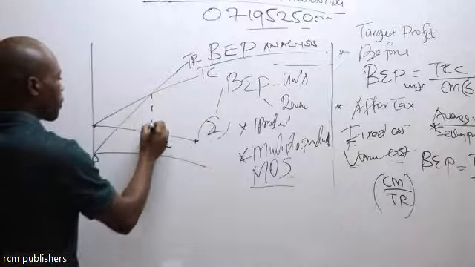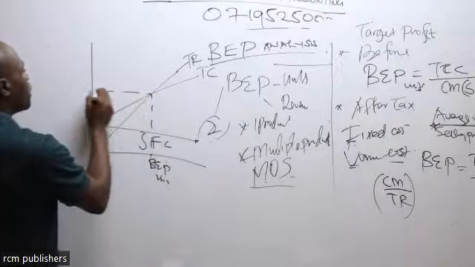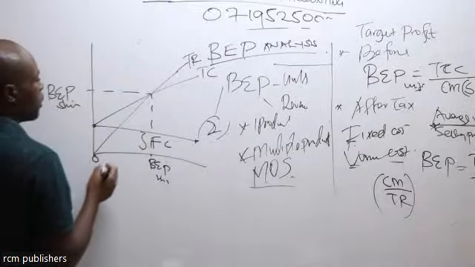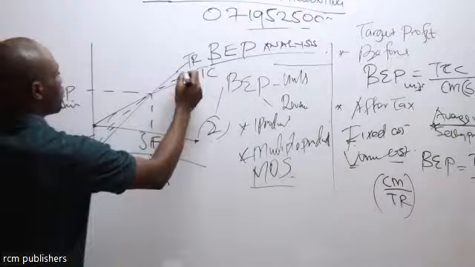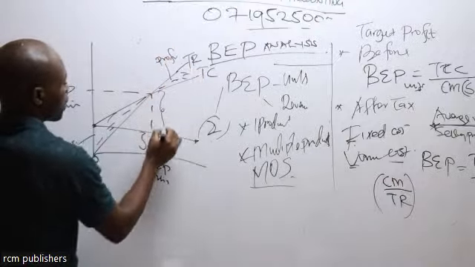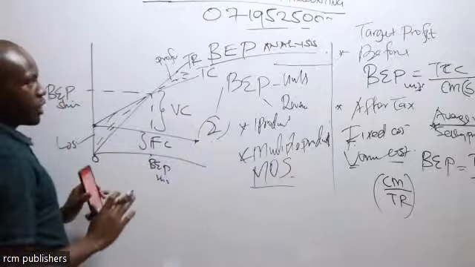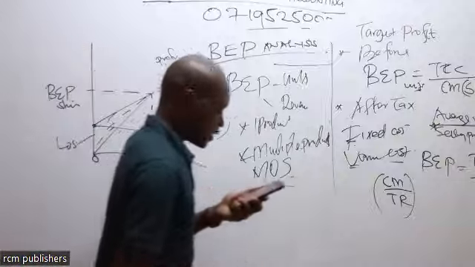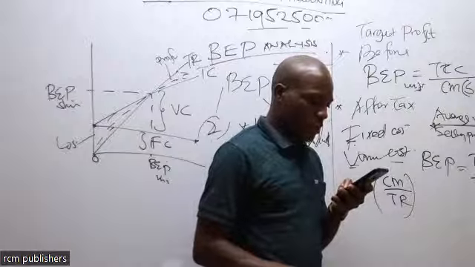At this point, I'm getting the break-even point in units. I'm getting the break-even point in shillings. And then anything below it will be loss. Anything above this point will be profit. This portion here is what we call the variable cost. That is topic number 8. Once you've known that, then I think we are through with topic number 8.